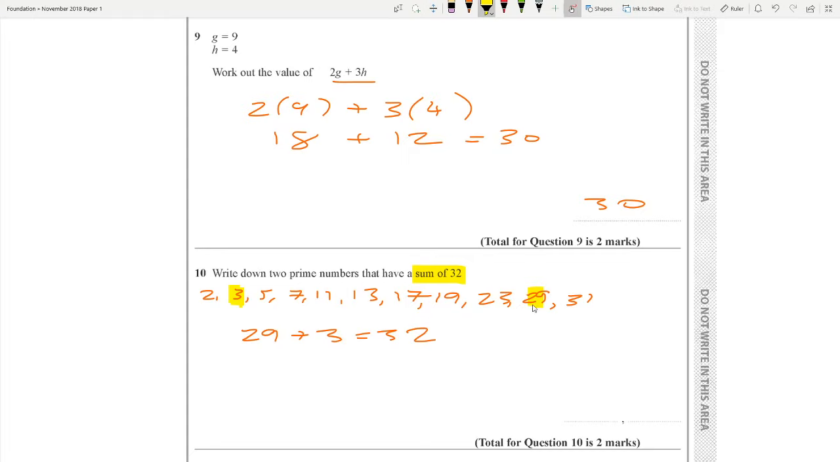23 and 7. Okay, that gives you a sum of 30. We're looking for 32. Good try, but no. 23 add 7 is 30. We're trying to get to 32. There is one more pair. Okay, I'll give you a clue. One of them is 19.